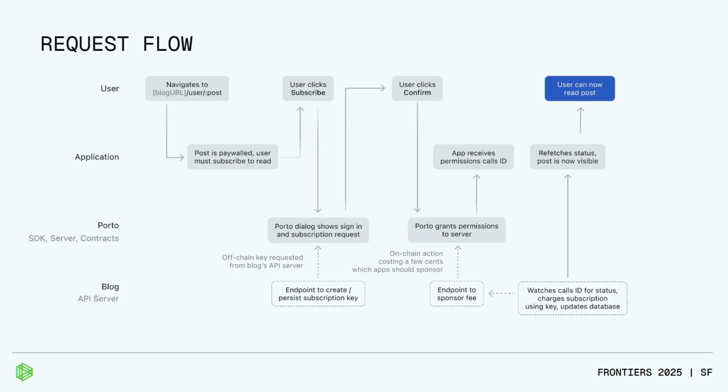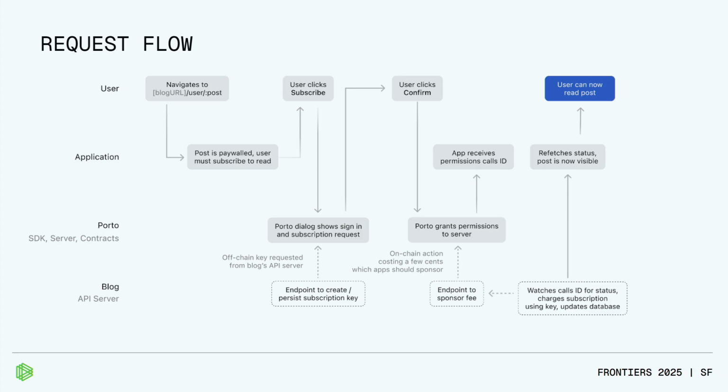So the user navigates to a blog post. Maybe they've seen it on Twitter or something like that. They want to read this article, but they find out that it's paywalled. But it looks really cool, so they're willing to do it. So what happens is they click a button that the developer has wired up in the app, which then opens the Porto dialog iframe.